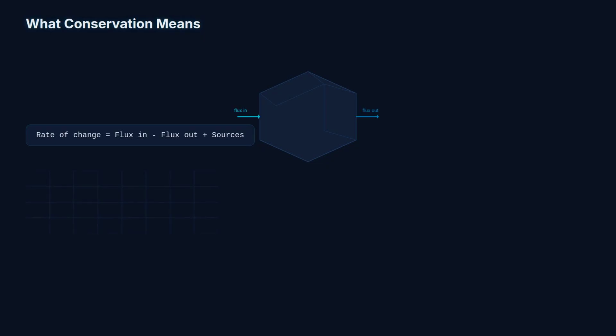We divide the domain into thousands or millions of small control volumes, cells. For each cell, we write conservation equations. Mass in equals mass out. Momentum in equals momentum out plus forces. Energy in equals energy out plus heat and work. Every cell must satisfy these balances simultaneously.